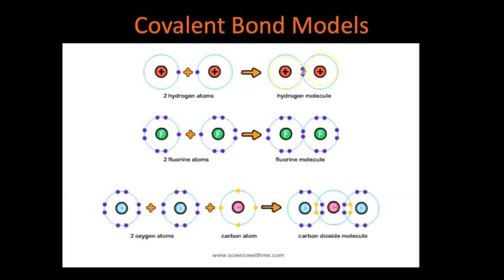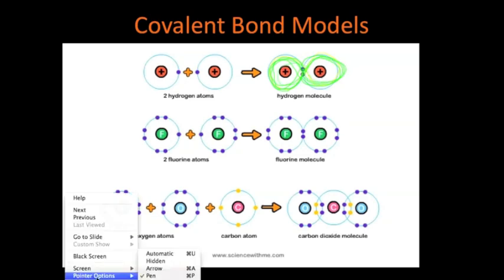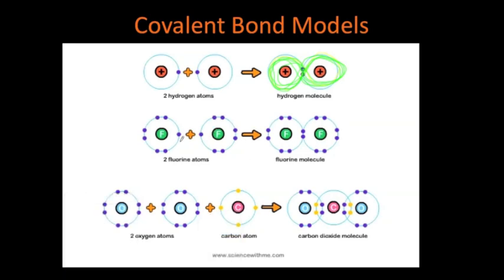So you'll see that these electrons are kind of spinning around both nuclei of these atoms, okay? And you'll see the fluorine atoms. Remember, fluorine needs one electron to fill its outer shell. So the fluorine molecule shares those two, and they spin around the nuclei equally.